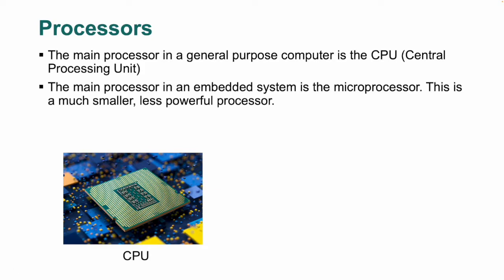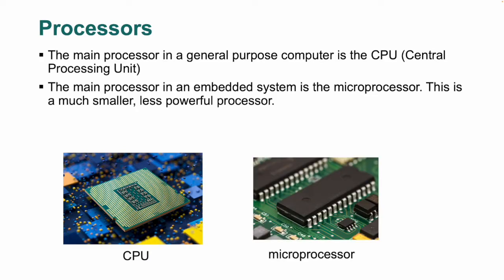In an embedded system, the main processor is called a microprocessor. So the word micro means small or tiny, so it's a really small processor. It's a much smaller and less powerful processor. Actually, this is not entirely true all the time. It's definitely much smaller. Microprocessors can be very powerful, but if we're thinking about something like an embedded system in an elevator panel, we're not going to have a lot of power there. And that's what a microprocessor looks like.